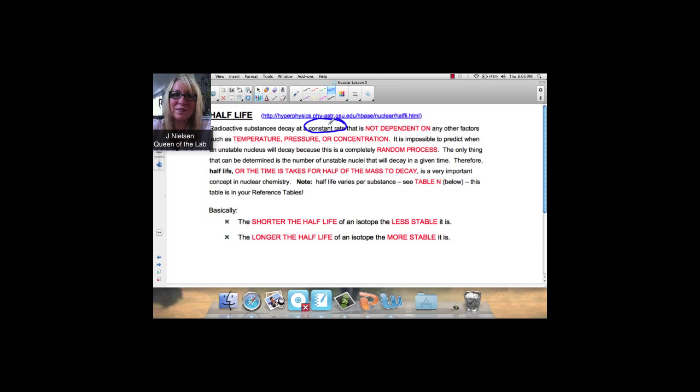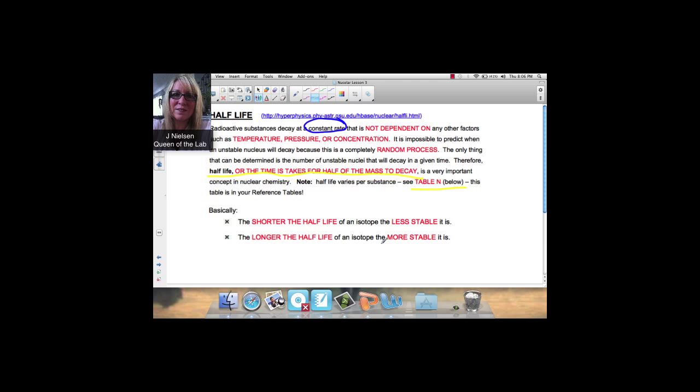The only thing that can be determined is the number of unstable nuclei that will decay in a given amount of time. So this is what I referred to as half-life, the time it takes for half of the mass to decay. It's a very important concept in nuclear chemistry. We'll use table N to work through these problems because that gives you the half-life for each one.